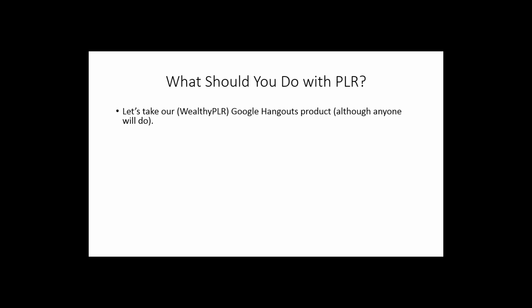I want to use as an example our own Wealthy PLR Google Hangouts product. Now, any one of our products will do. Any one of the products, you can use what I'm about to tell you right now. So it doesn't matter what it is. I'm just going to take Google Hangouts as an example, right? So if you have any of our products, you can do this very same thing that I'm about to tell you as I go through this model.